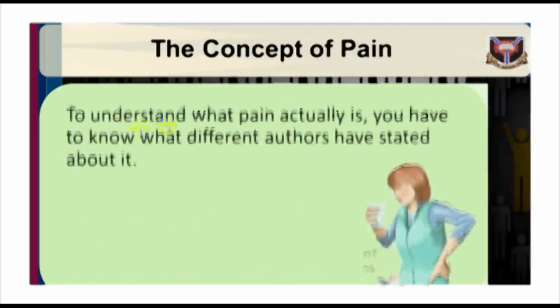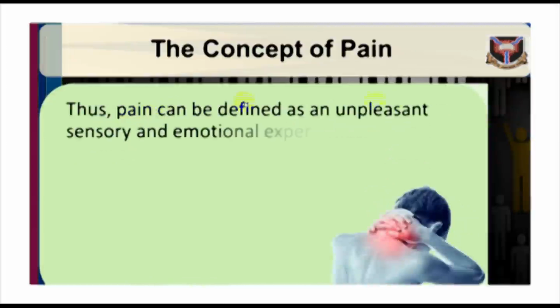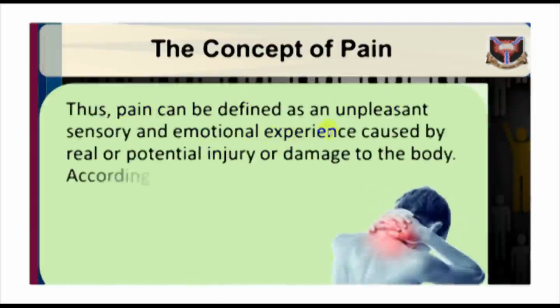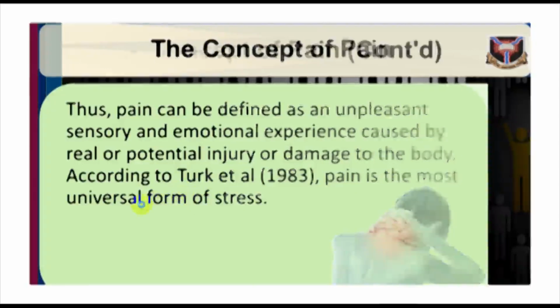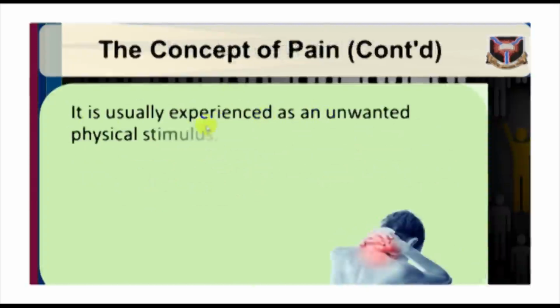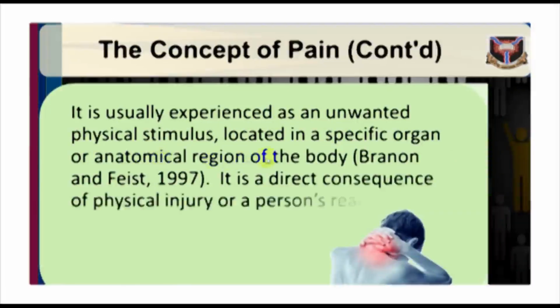The concept of pain. To understand what pain actually is, you have to know what different authors have stated about it. Thus, pain can be defined as an unpleasant sensory and emotional experience caused by real or potential injury or damage to the body. According to Turk et al. 1983, pain is the most universal form of stress. It is usually experienced as an unwanted physical stimulus located in a specific organ or anatomical region of the body.